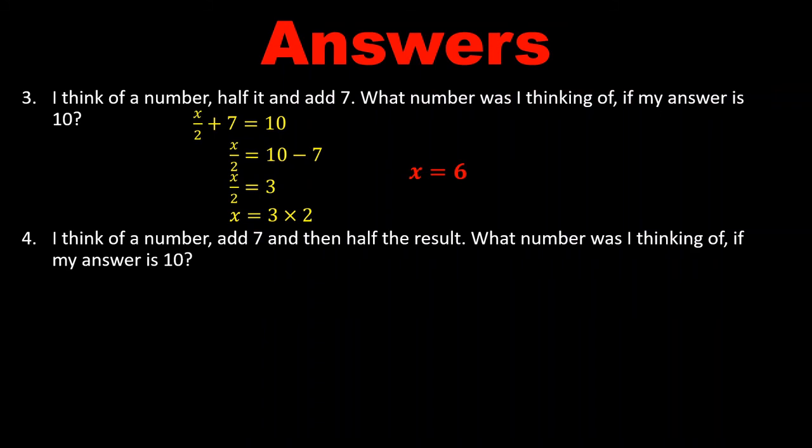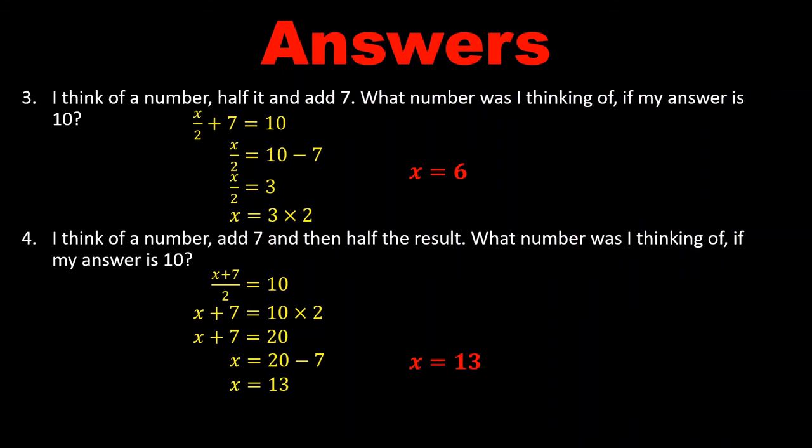For question 4, again, I'll start with the letter X, and I'll add 7, and then half the result. So first I added the 7, then I divide that answer by 2. To get the X on its own, first I'll undo the division, so multiply by 2. Then I'll get rid of the 7, opposite of add, subtract. And the number I started with must have been 13. Once again, you can see that changing the order of the operations does affect our answer.